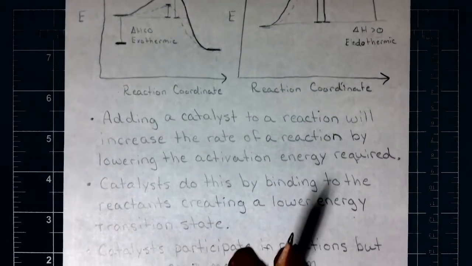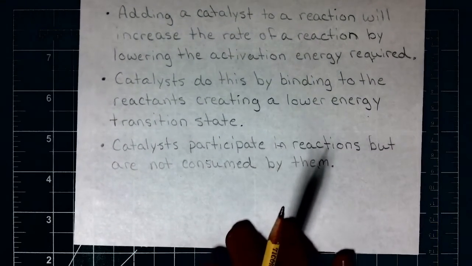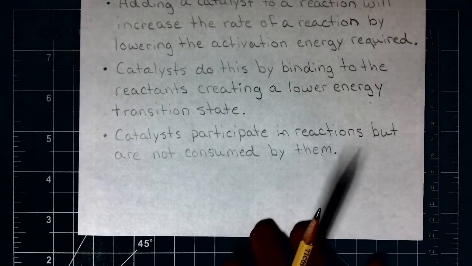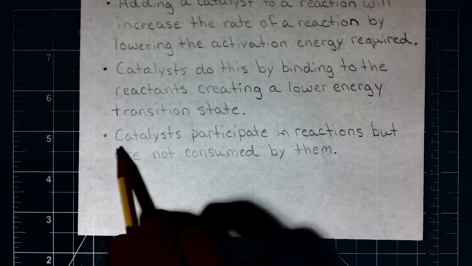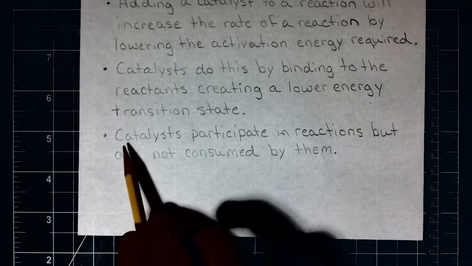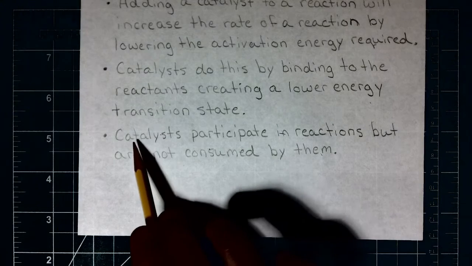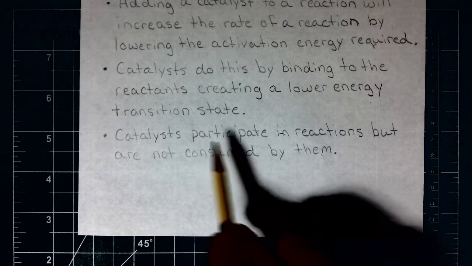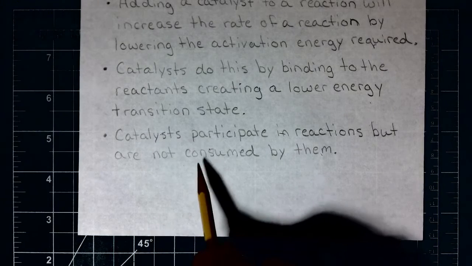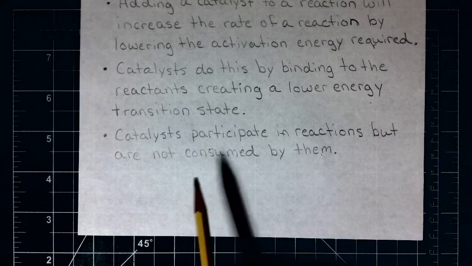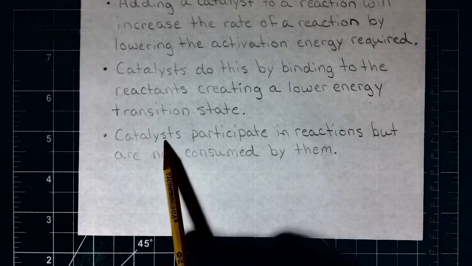It does that through binding, and we've seen before that when bonds are made, that releases energy. And an important aspect of catalysts versus just a reactant is that catalysts participate in the reactions, but they're not consumed by them. Okay, you're going to wind up with the exact same amount of catalyst at the end of the reaction as you had at the beginning of the reaction. The reactants are going to bind to the catalyst, and then they're going to release to form the products, and ultimately you're going to have the same amount of catalyst.